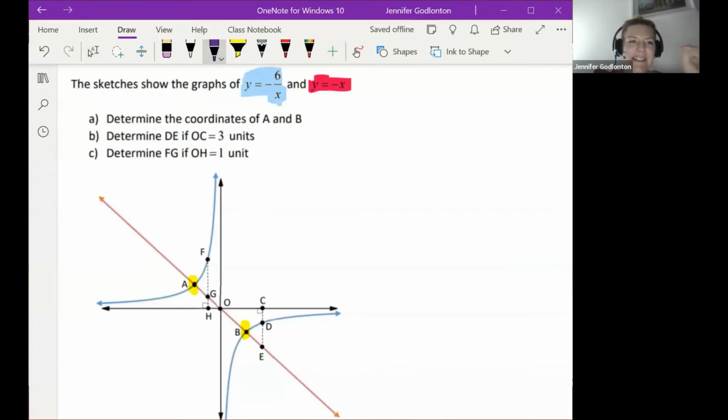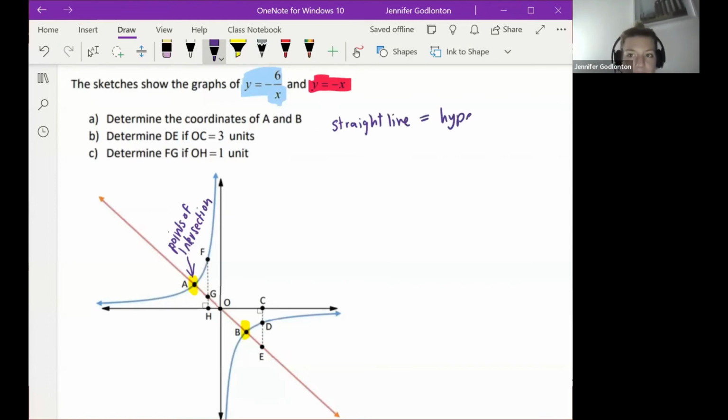I see we're saying inception. We're not in the movie, we are intersection. These are points of intersection, and the reason it's intersection is because they intersect. Intersect is where they cut each other. A point of intersection is where one is meeting the other. In this case, it's where our straight line is equal to our hyperbola. So we are equating our two equations.